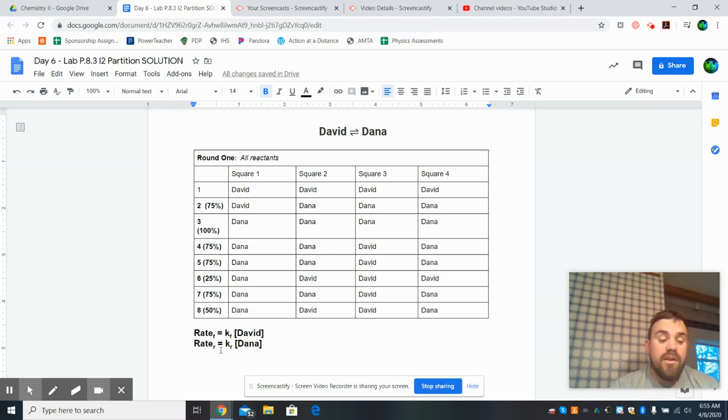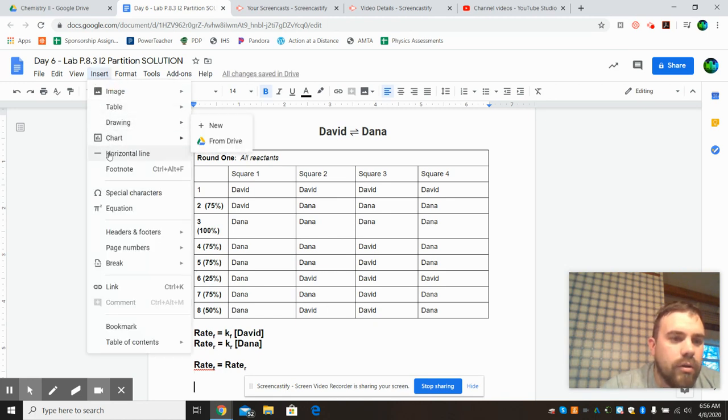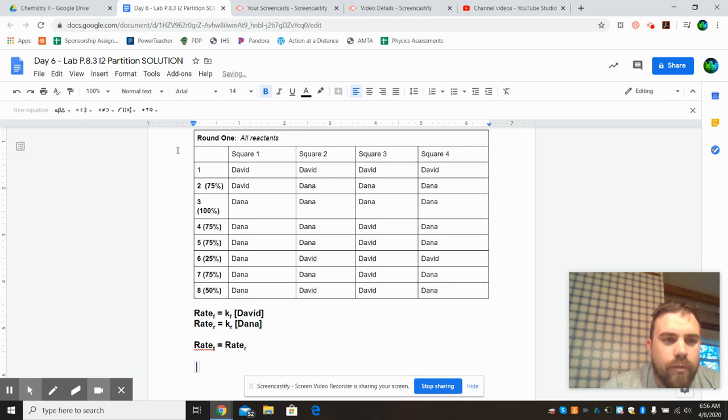So because it's equal, then we can start doing this really cool thing where we can say that the rate of the forward reaction has to be equal to the rate of the reverse reaction. And this is where things get kind of interesting because now we can start thinking about relating the forward rate and the reverse rate. So here's what I'm going to do. I'm going to insert an equation here, like so. And what I will do is this. I know that the forward rate is equal to Kf times David. And so that's what I'm going to type in here.